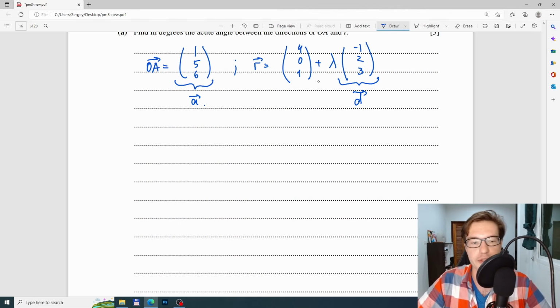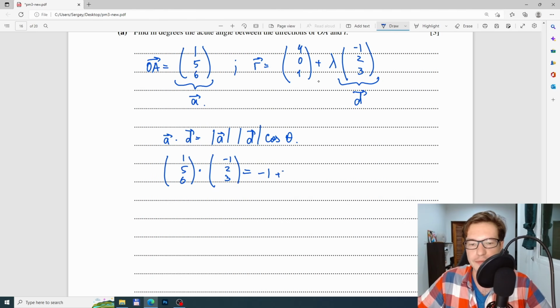So that means I can use the dot product. So A dot D equals the magnitude of A times magnitude of D times the cosine of the angle in between. Okay, so now let's calculate the dot product of (1, 5, 6) dot (-1, 2, 3). That's going to be -1 plus 10 plus 18. That is 27.